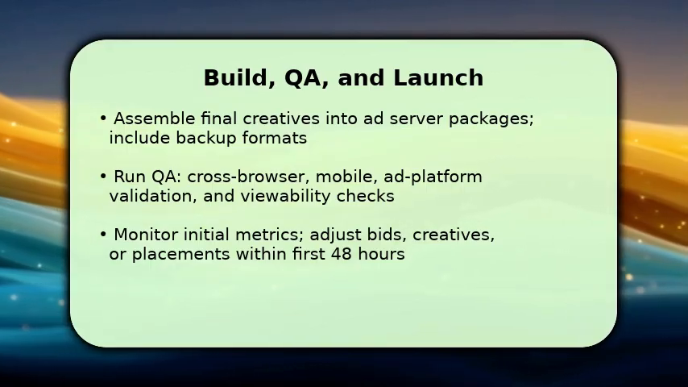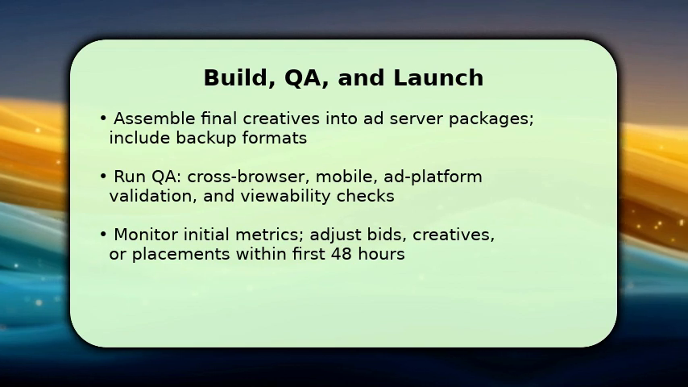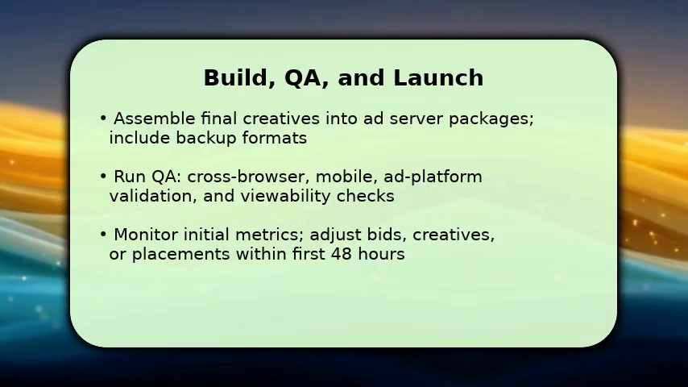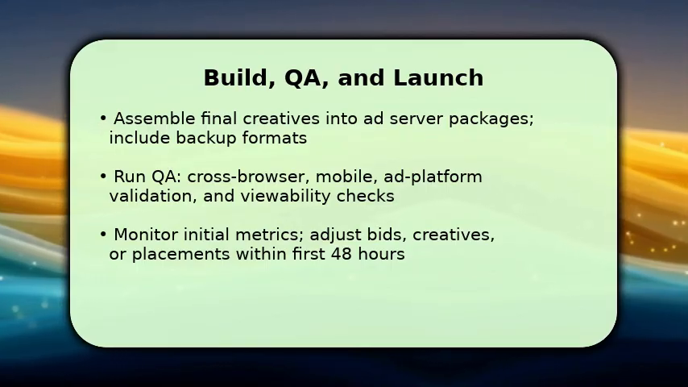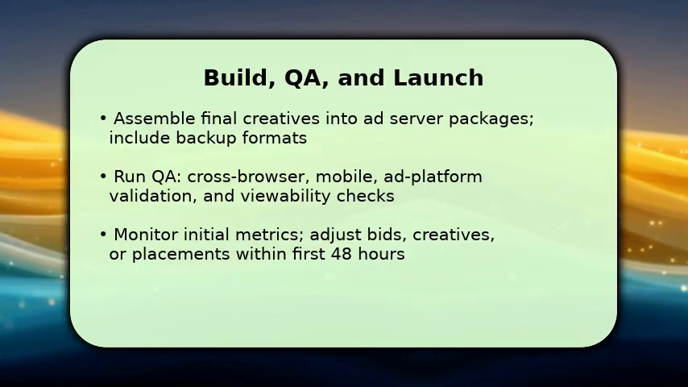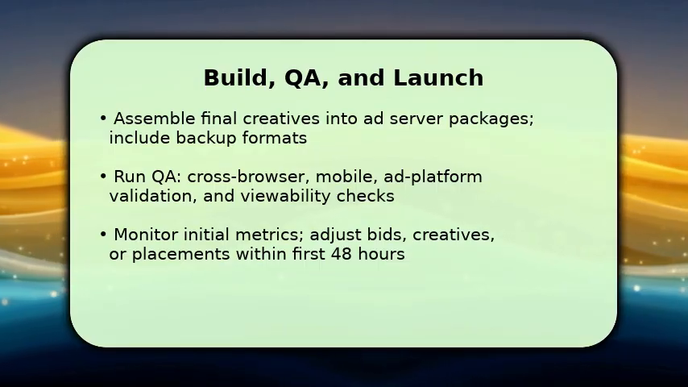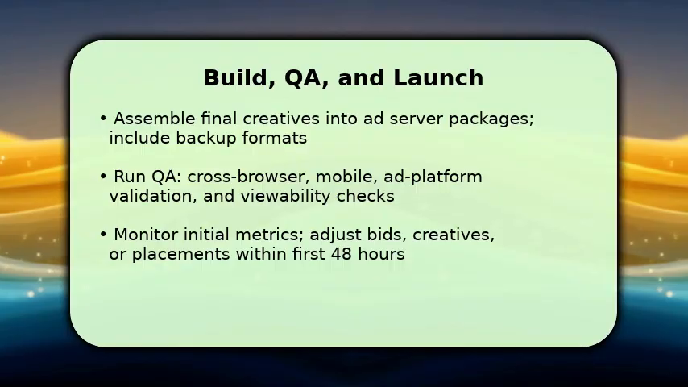If CPM is too high, lower bids, swap to higher-performing placements, or compress creatives further. Troubleshooting tip: if tracking fails or CPM spikes, rerun pixel diagnostics and revert to the last known good creative while isolating the issue.